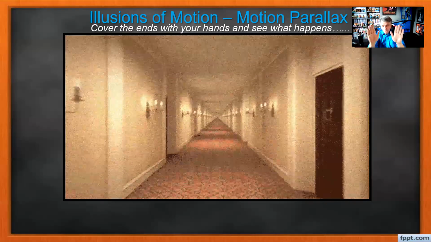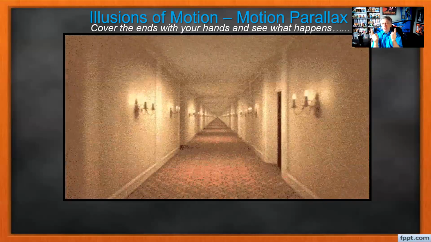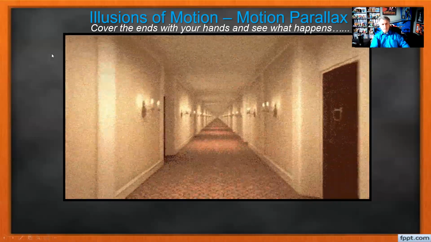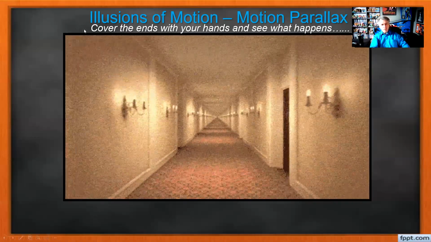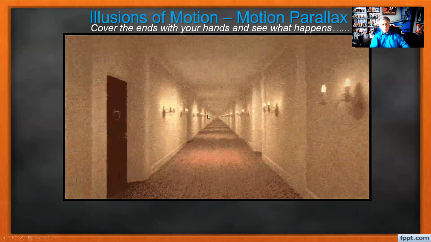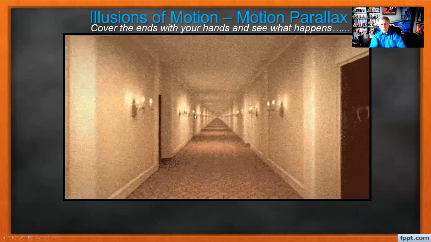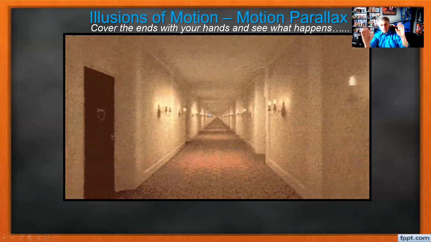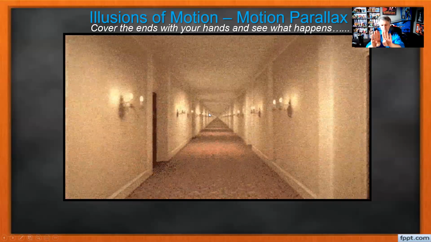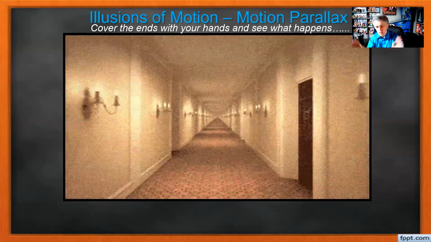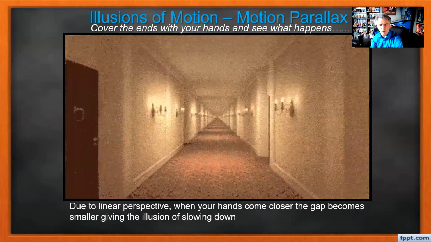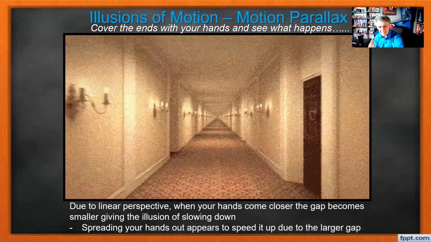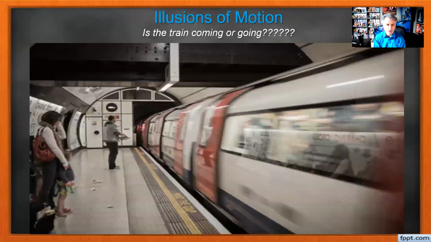Then what happens as you bring them together, it seems to slow down. When you pull them away, it seems to go faster. And the reason it goes faster when you pull them away is because there's a bigger difference between this and this. So it gives it more of a sense of speed. When you put your hand right here, there's not much of a difference between this and this. So it seems to go a little bit slower, almost standing still, as opposed to pulling it out. This is all due to linear perspective. This is relative motion in action. We see a little bit of it right here as well.